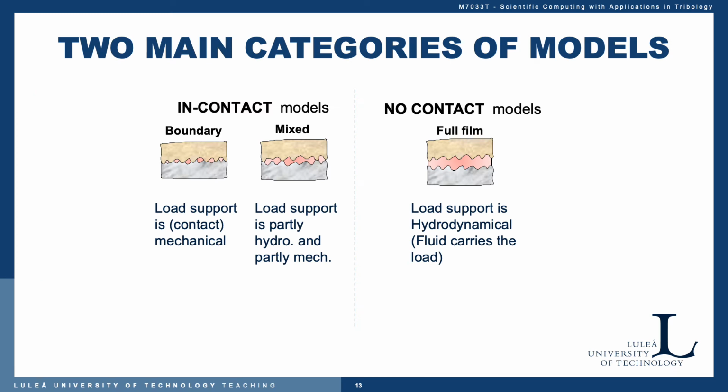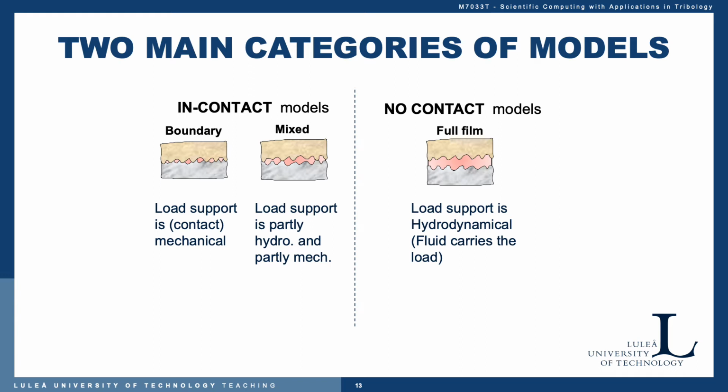There are two main categories of models, and those are the in-contact type of models and the no-contact type of models. If we go from the full film lubrication side where we have no contact, then the load is supported by hydrodynamic action, which means that the load is actually carried by the fluid itself. And this is full film lubricated devices such as fluid film bearings and rolling element bearings.